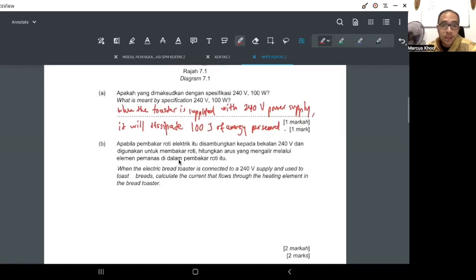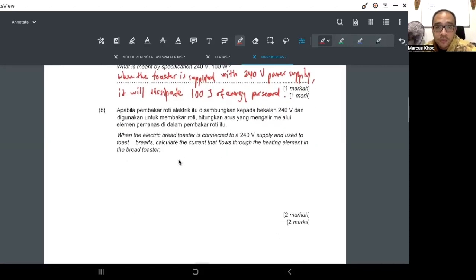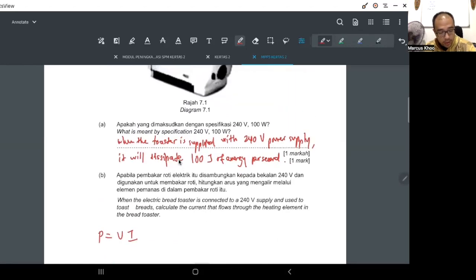Okay, when the electric bread toaster is connected to a 240 volt supply, calculate the current that flows. So this is a very standard one, P equals VI. You use P equals VI and you should be able to get I equals 0.417 amps. Use the P and the V from this question.